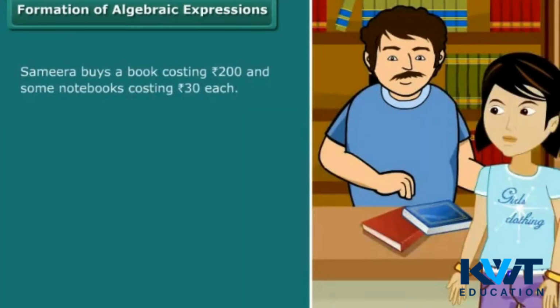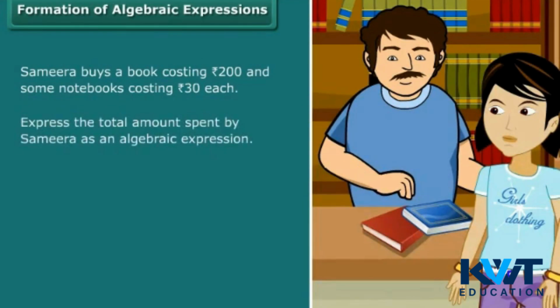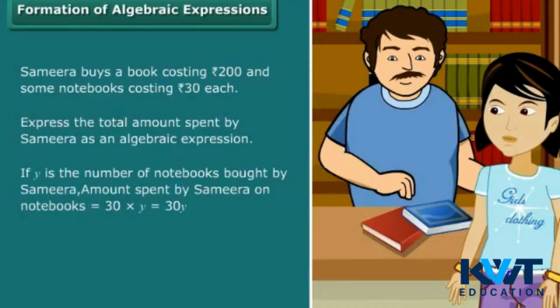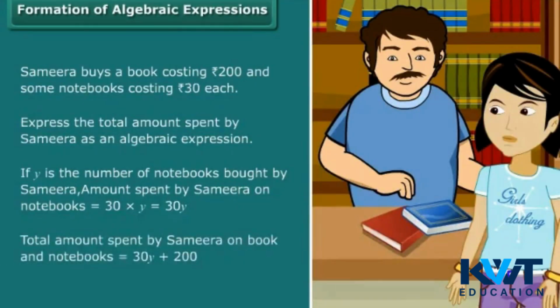Samira buys a book costing 200 rupees and some notebooks costing 30 rupees each. Express the total amount spent by Samira as an algebraic expression. If y is the number of notebooks bought by Samira, amount spent on notebooks is equal to 30 into y is equal to 30y. Total amount spent by Samira on book and notebooks is equal to 30y plus 200.